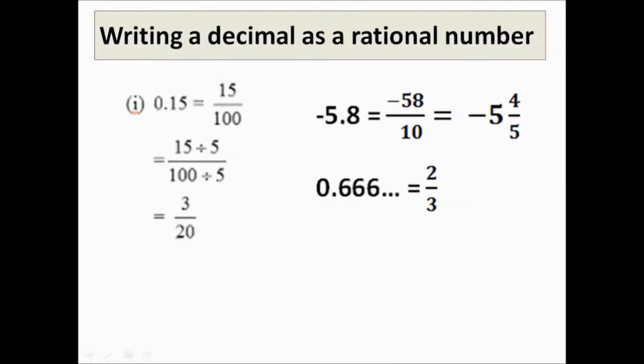Let's see another example, 0.666..., which is a non-terminating and repeating decimal. This number can be written as a rational number, which is equal to 2 by 3. How to write a non-terminating and repeating decimal as a rational number, you will learn in class 9.